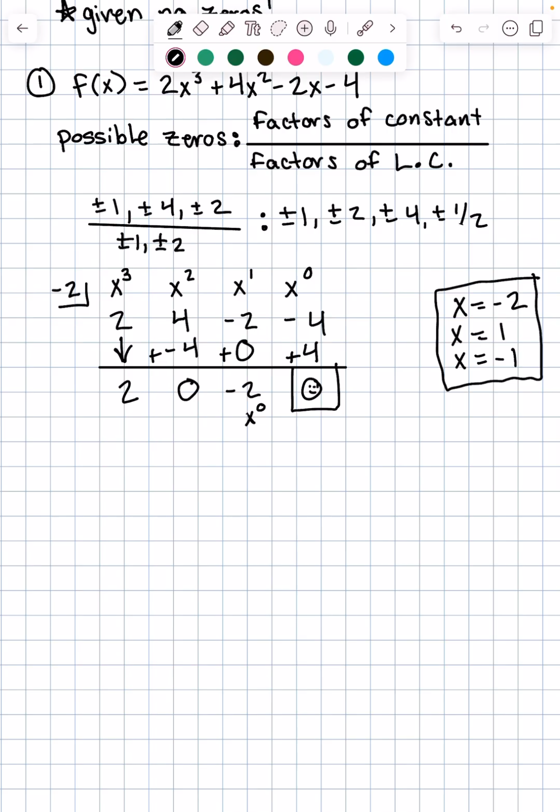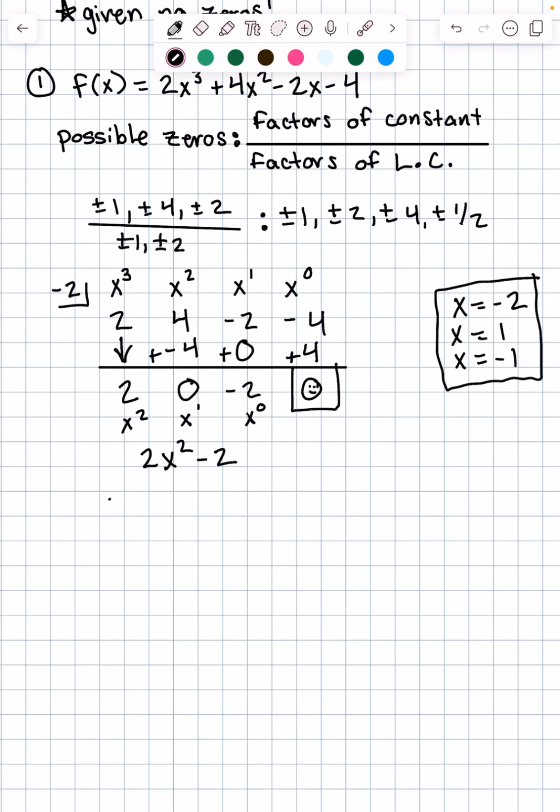So this is x to the 0, x to the first, and x squared. So as a quadratic, this would look like 2x squared plus 0x, so I don't need to write that, and then -2. From here, we can factor to find our other answers. So I know I'm going to get an answer of +1 and -1.